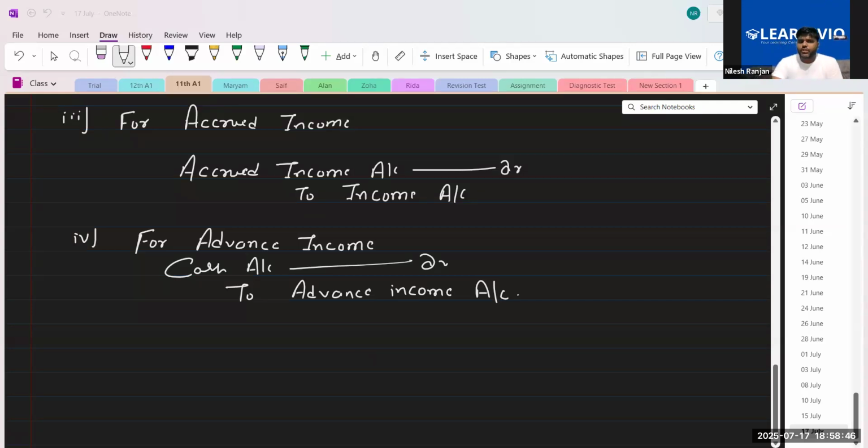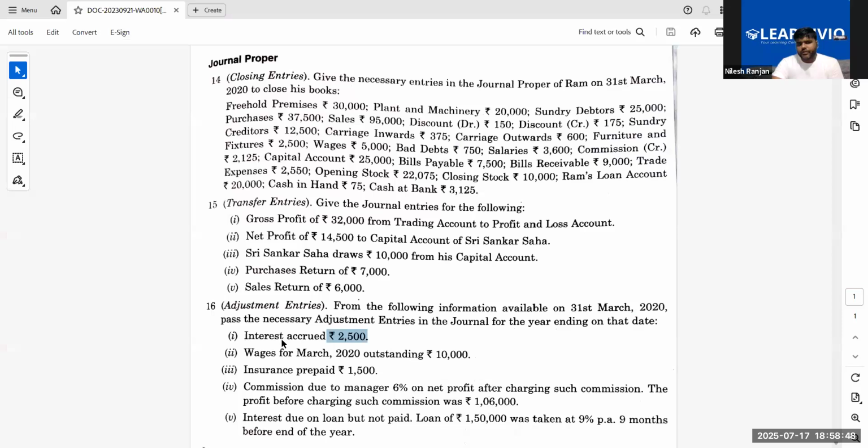Now, can you solve this question? Interest accrued 2,500, wages for the month 2020, outstanding 10,000, insurance prepaid 1,500. These three transactions are very simple. But after that, there are two more transactions. Commission due to manager 6% on net profit after charging such commission. The profit before charging such commission was 1,06,000. That will be difficult. Okay, do the first three entries, and after that, I will explain these two. Okay, let me explain, then you'll solve all of these.